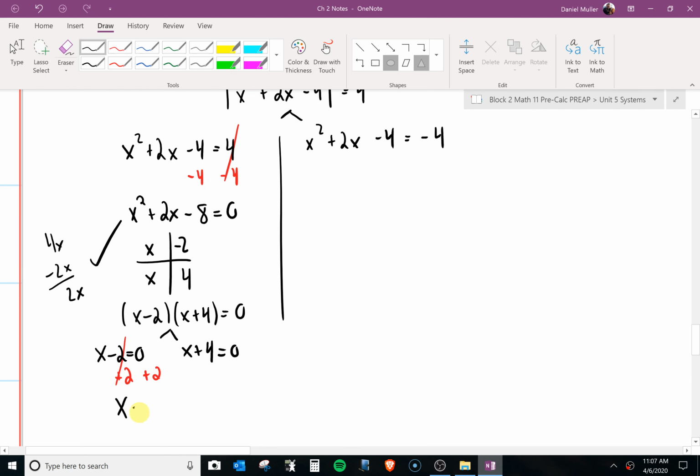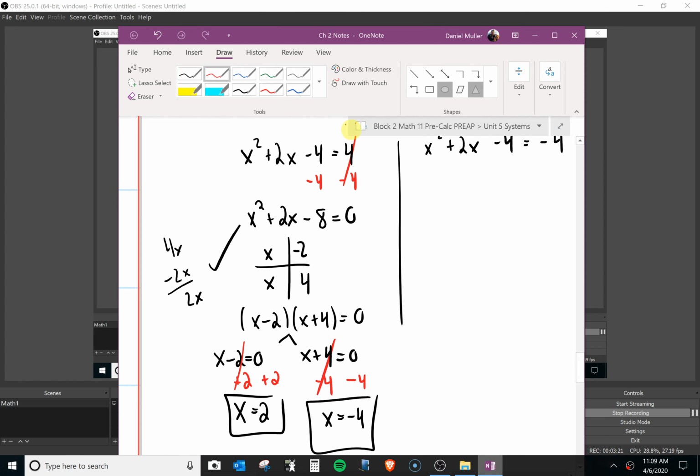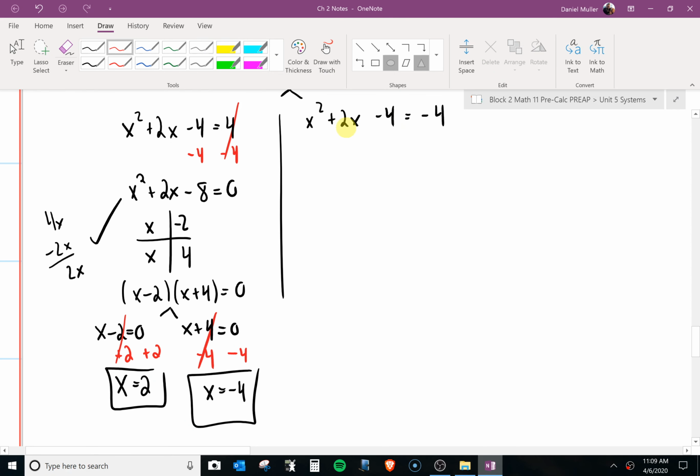0 plus 2 is 2. Okay, continuing on here. The x plus 4 equals 0, so I'll minus the 4 to get rid of it. So x equals negative 4. Okay, I'm going to have to check both of those, but before I do that, I might as well do the other side. Because it has an x squared, I want to get everything over to one side. So I will add the 4 over here, so everything is over.